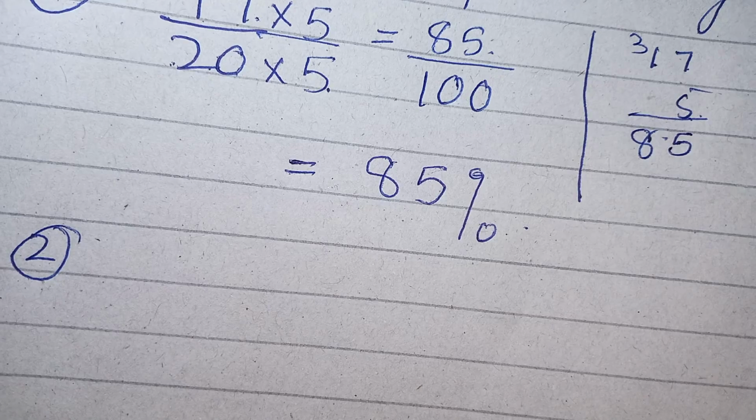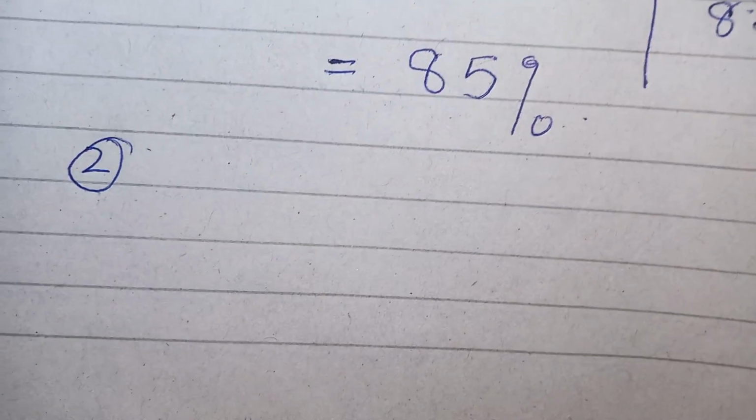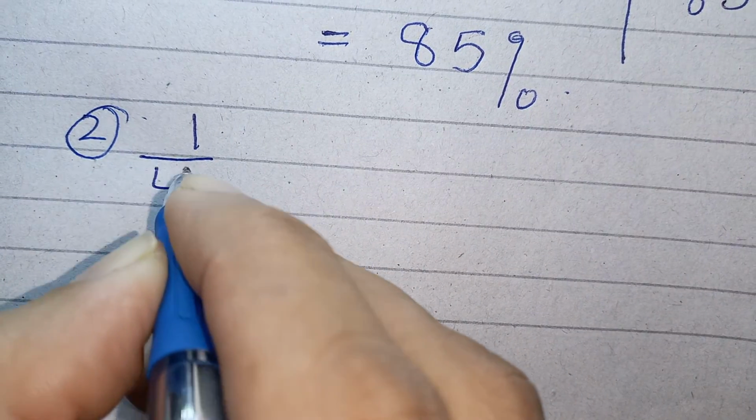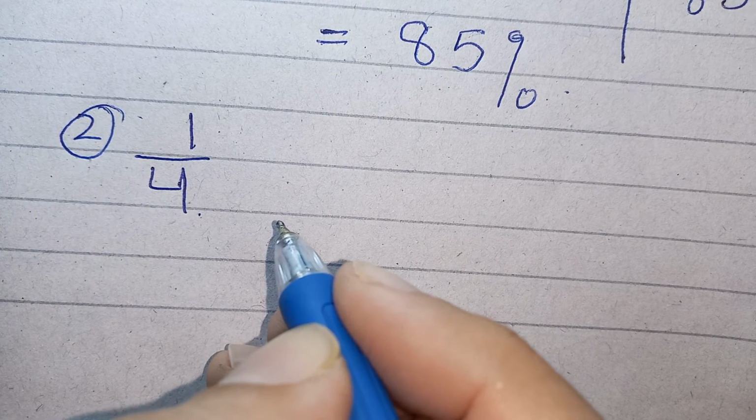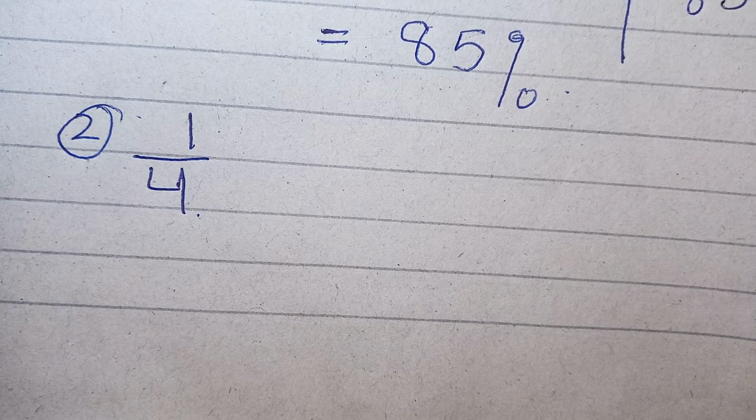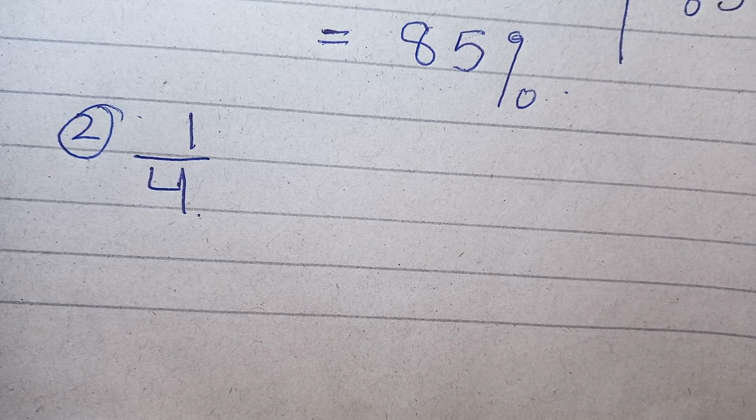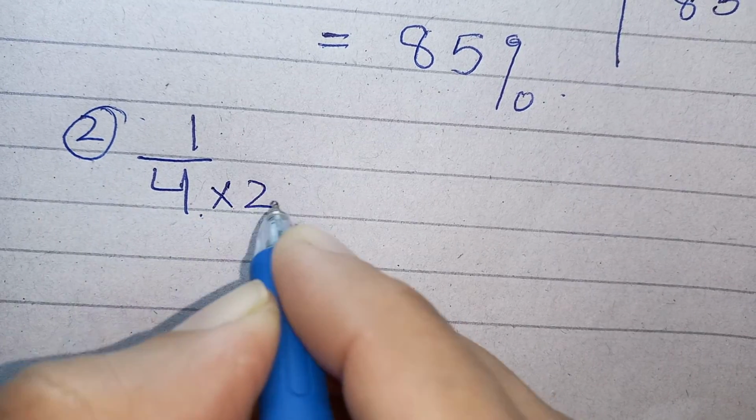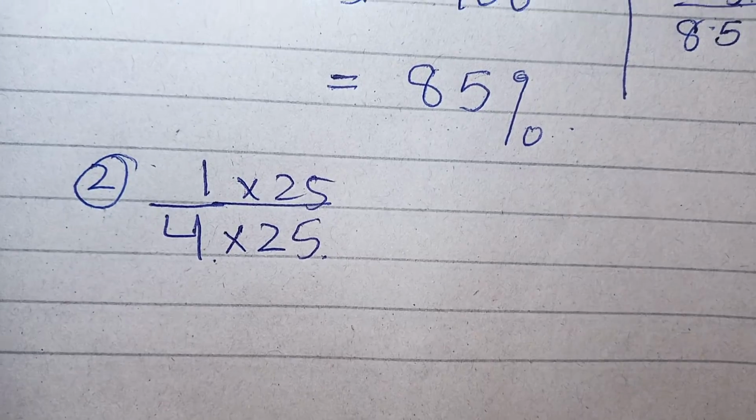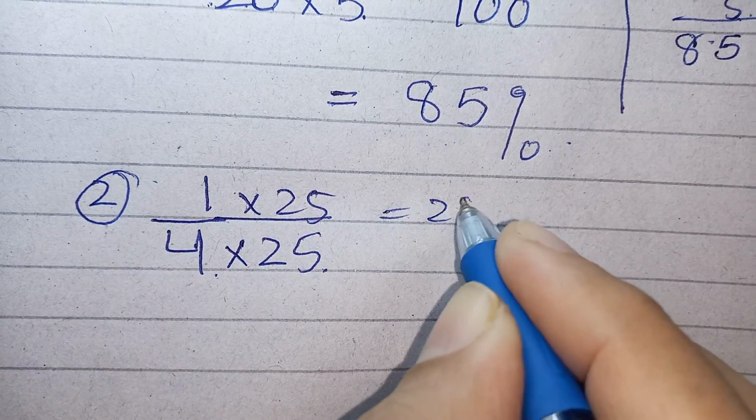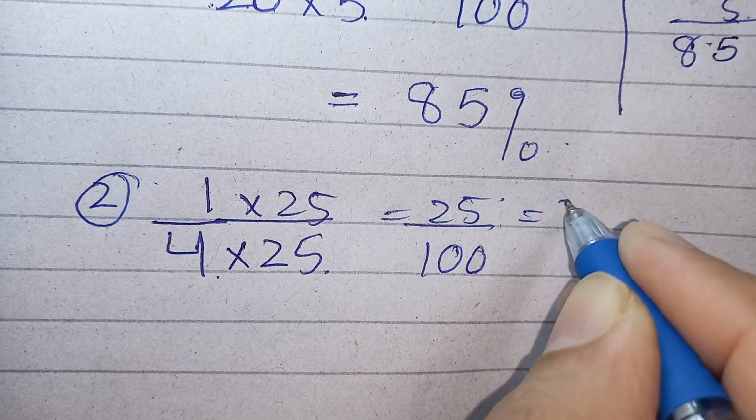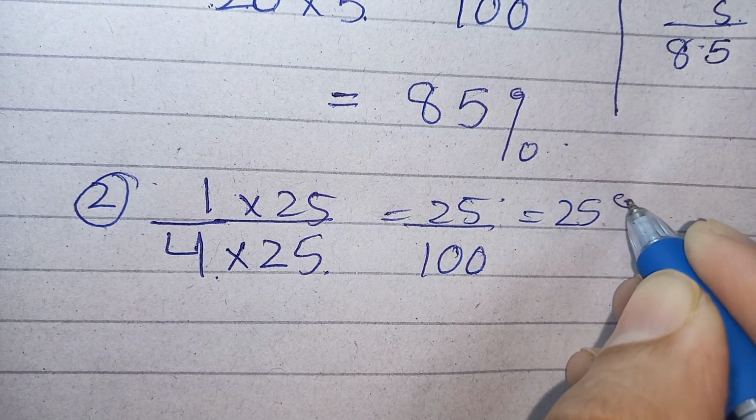Now convert 1 upon 4 into percent. What is the method? We need to change this 4 into 100. How can we do it? Just by multiplying with 25. What will we have? 25 upon 100, and simply we can write 25%.